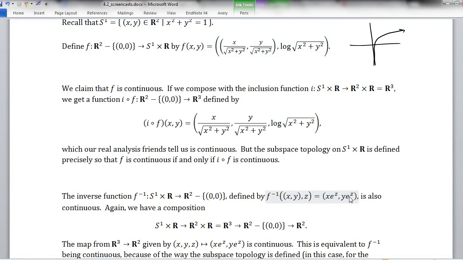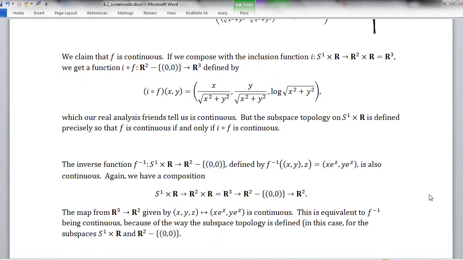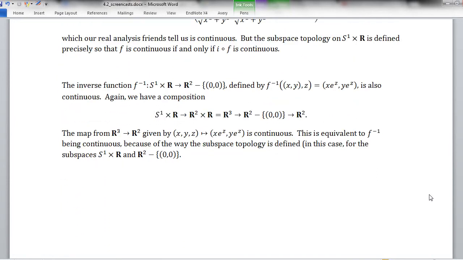So you should check that if you do f and then do f inverse, you get back the identity on the punctured plane. And similarly, if you do f inverse and then f, you get back the identity function on S1 cross R. Okay, so these are inverses of one another. And we'll do a similar sort of dance to show that this function is continuous.